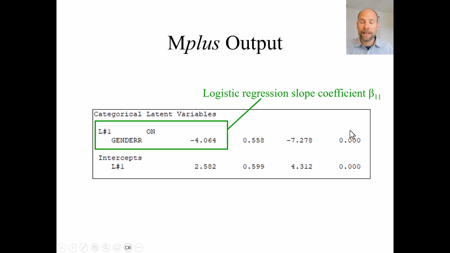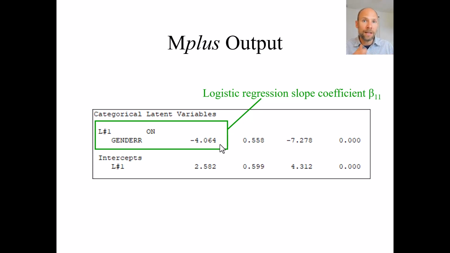And you can see that that null hypothesis here could be rejected at an alpha or significance level of 0.05 or even 0.01, because the p-value that's reported at the very end here, 0.000 something, is very, very small. So this means the coefficient of negative 4.064 is statistically significantly different from 0. And that already shows us that there is a relationship between gender and the latent class variable.